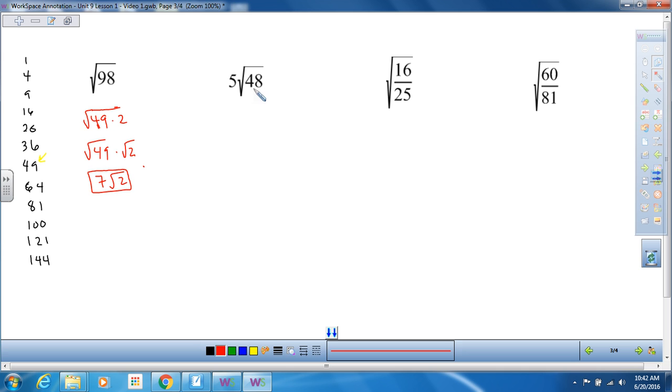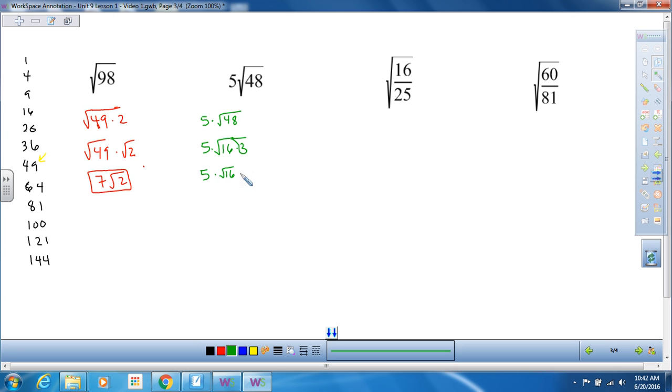This is going to be the same thing. I just want to keep that 5 out front. So a number next to a radical means multiplication. So I'm going to write it like this. So I'm focused on the 48, and I want the largest perfect square that goes into that. So this would be a good time to pause and try to figure it out. It is 16. 4 does go into 48, but it's not the largest one from my list. 16 is the biggest. And it's 16 times 3.